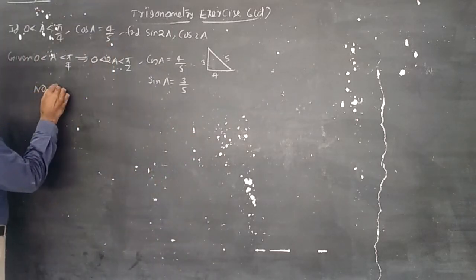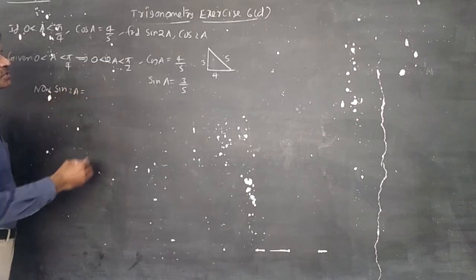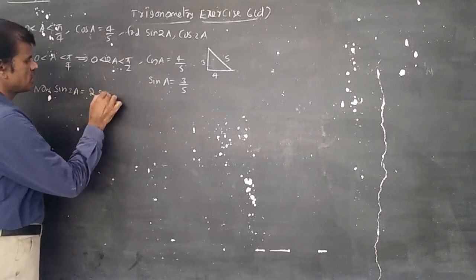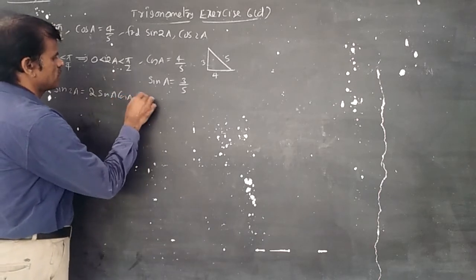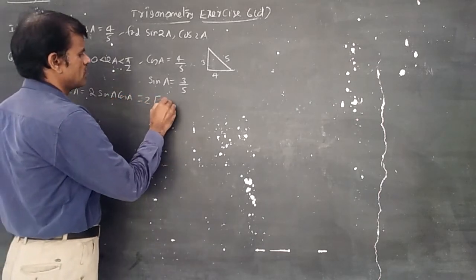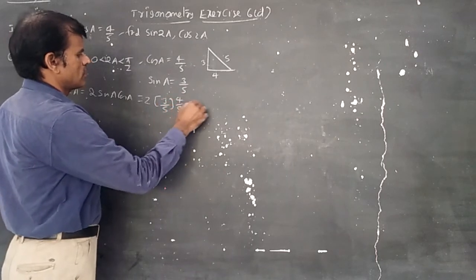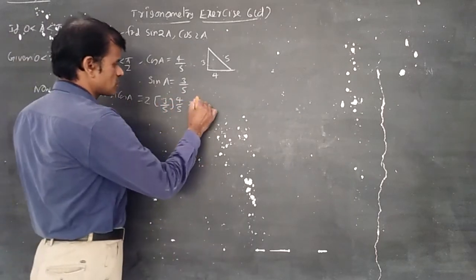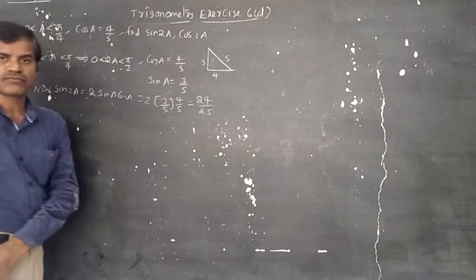Now sin 2a is equal to the formula 2 sin a cos a. So 2 into 3 by 5 into 4 by 5. 2 threes are 6, 6 into 4 is 24. So this is 24 by 25.